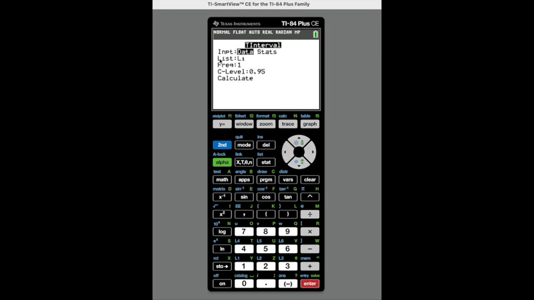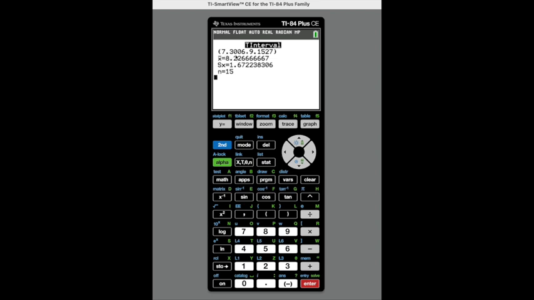And then you want to make sure under list that you tell the calculator which list you have the data in. And then leave frequency at 1. Don't touch that. And then, of course, put in your confidence interval. And then you're going to hit calculate. And then the calculator will give you your X bar and your standard deviation all at the same time if you need it. And then it gives us our high and low value for our confidence interval.